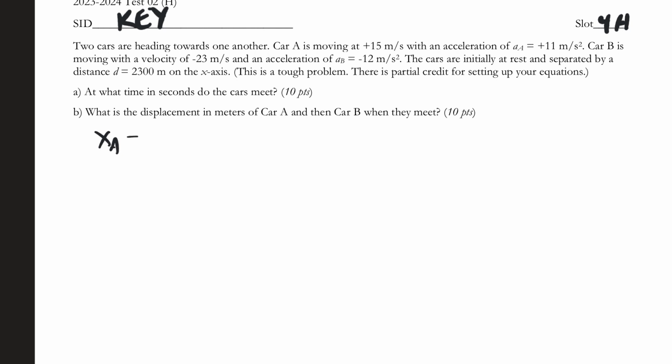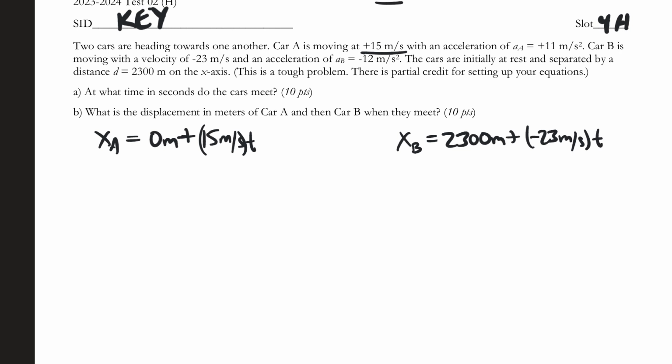So we got XA equals XB, I'm going to kind of skip some steps here just because I can. The XA starts at 0 meters. This is all coming out of x equals x naught plus v naught t plus 1/2 a t squared. The initial position for B is 2300. Then we go over the v naught t. The v naught for A is 15 meters per second, times t. For B, it is -23 meters per second times t.